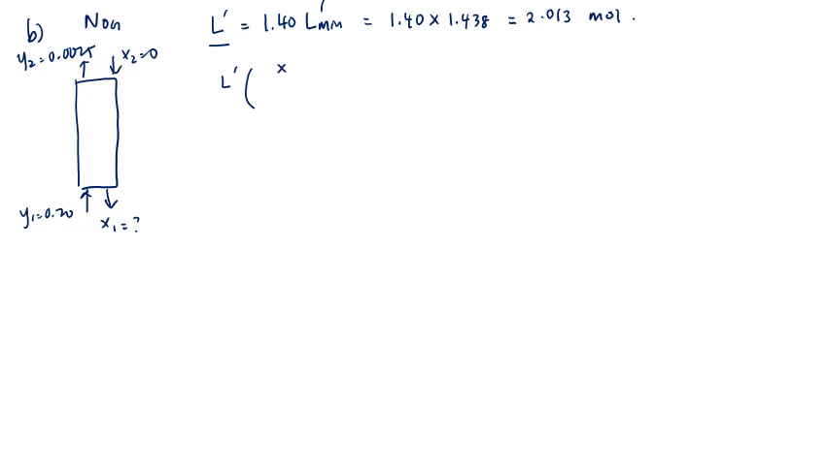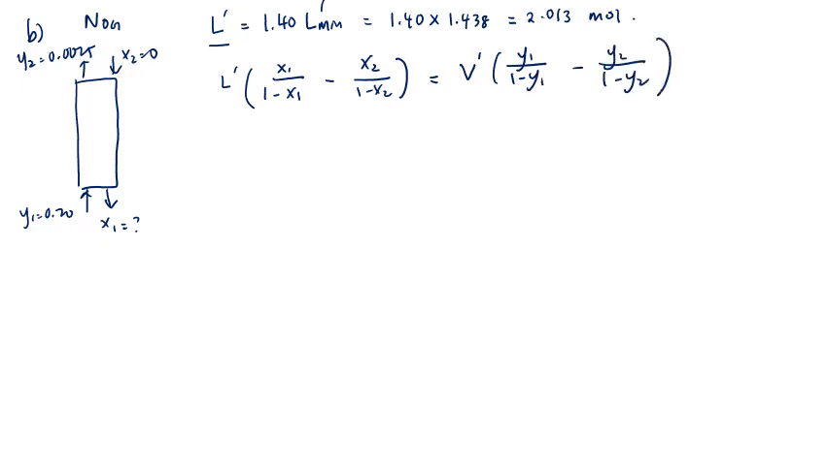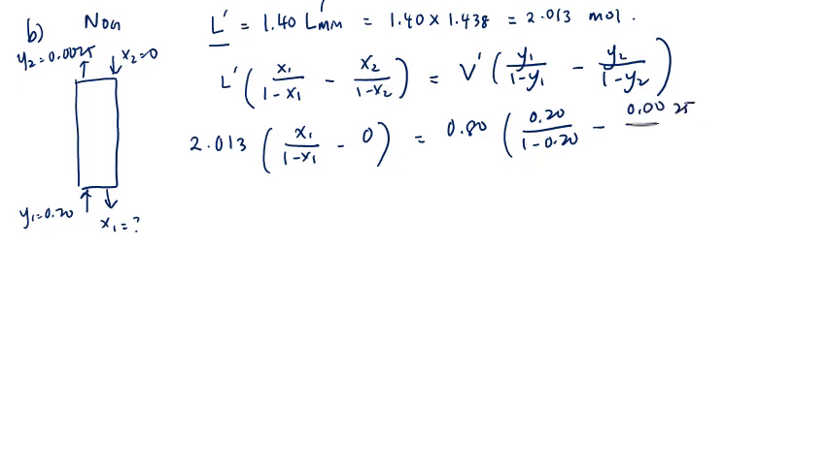So L prime times x1 over 1 minus x1, minus x2 over 1 minus x2, equals V prime times y1 over 1 minus y1, minus y2 over 1 minus y2. Then put in the numbers. So L prime is now 2.013. X1 is what you want to find, and x2 is 0, so everything there will be 0. And V prime is 0.80, and y1 and y2. Then get x1, and x1 is equal to 0.0896.